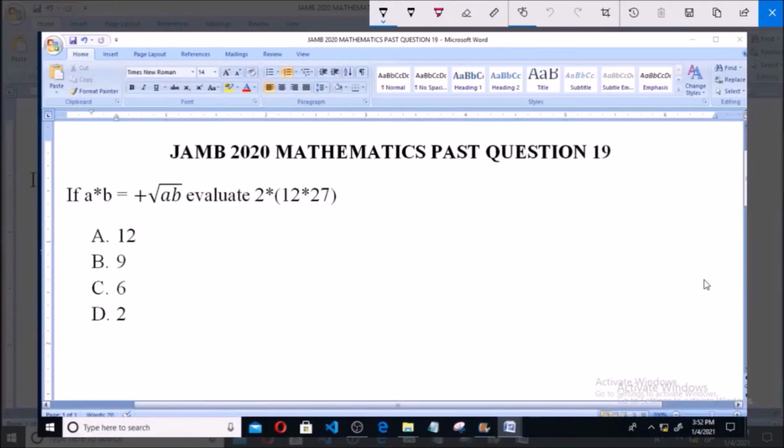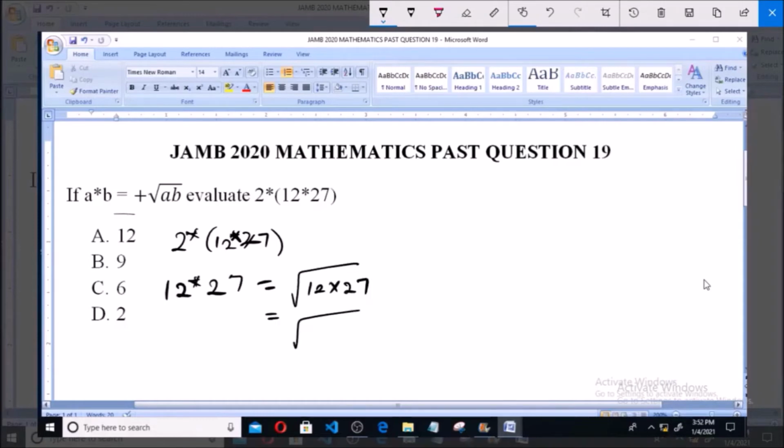If a asterisk b is equal to the square root of a times b, evaluate 2 asterisk (12 asterisk 27). Now, given this binary operation, for us to evaluate this, we have to deal with the brackets first. The bracket is 12 asterisk 27, and that will give us the square root of 12 multiplied by 27, which is equal to the square root of 324, which is equal to 18.